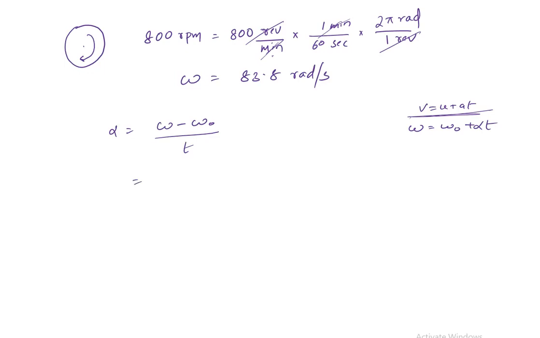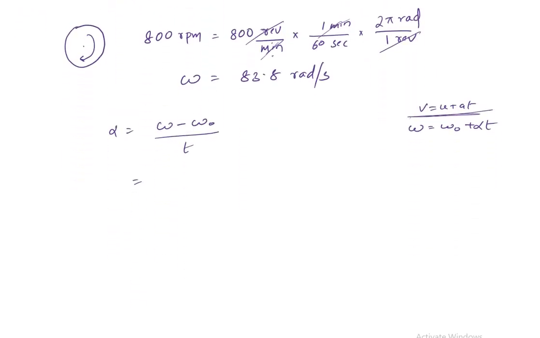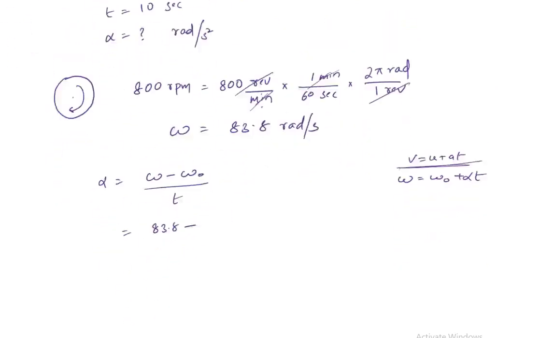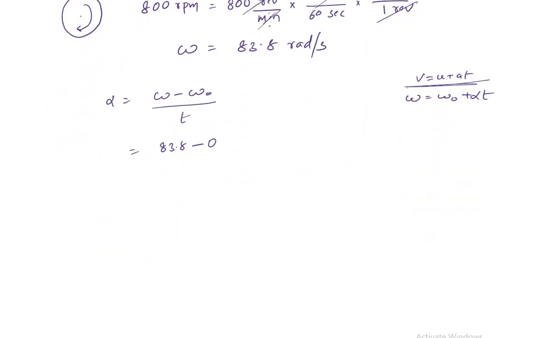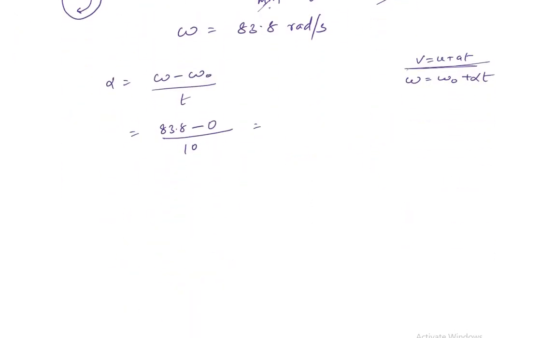So what does that come to? Omega is 83.8 minus 0, since omega naught is 0, divided by 10. 10 seconds is the time we have. So that's 8.38 radians per second squared. Okay? So that is the angular acceleration.